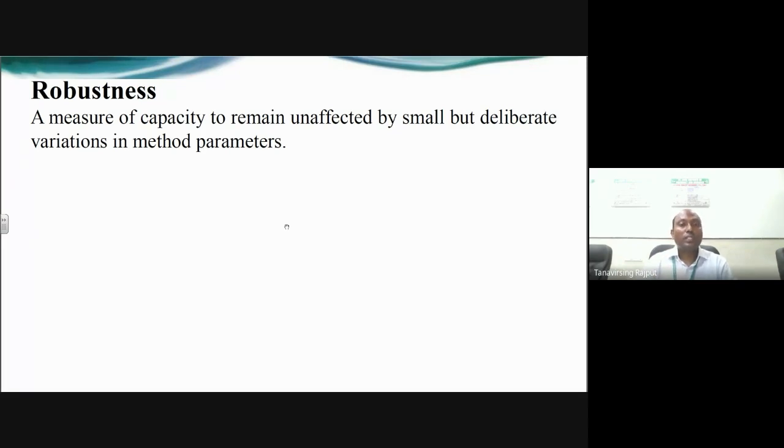Then in the robustness study, we can modify that parameter. Instead of 250 nanometer, we can measure the absorbance of the solution at 248 nanometer, 250 nanometer, and 252 nanometer. That means we are varying the parameter and then checking the effect on our result. If we still get repetitive results, then the analytical method we have developed is a robust one.